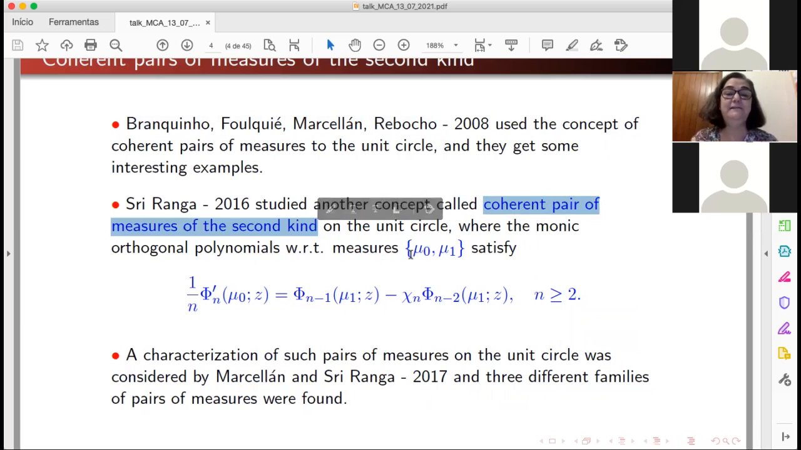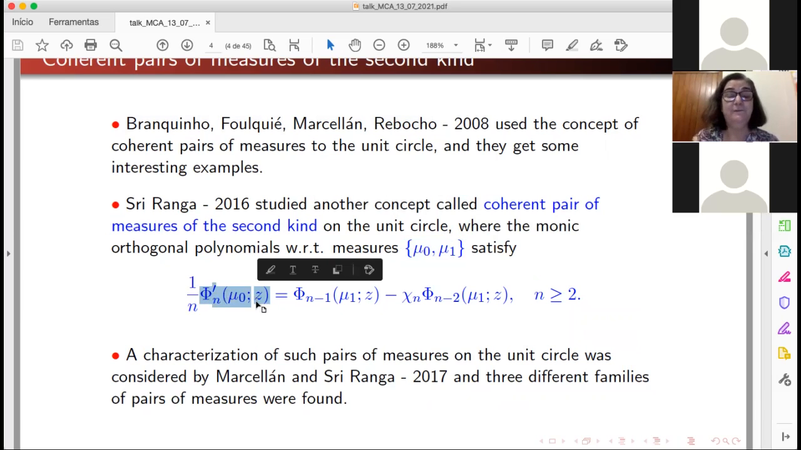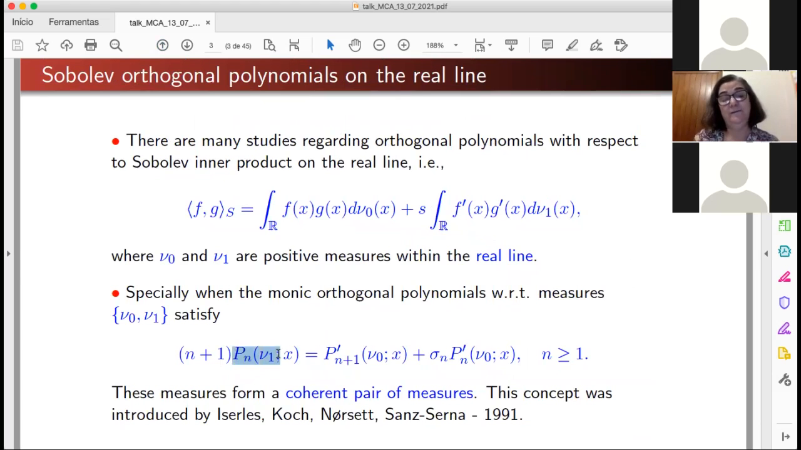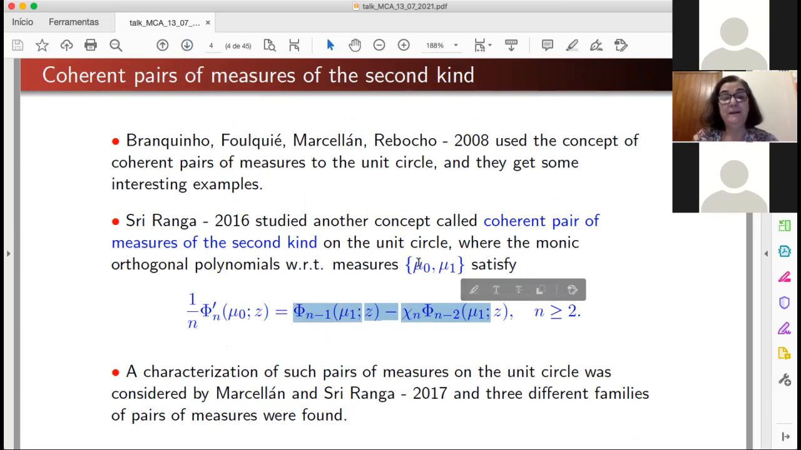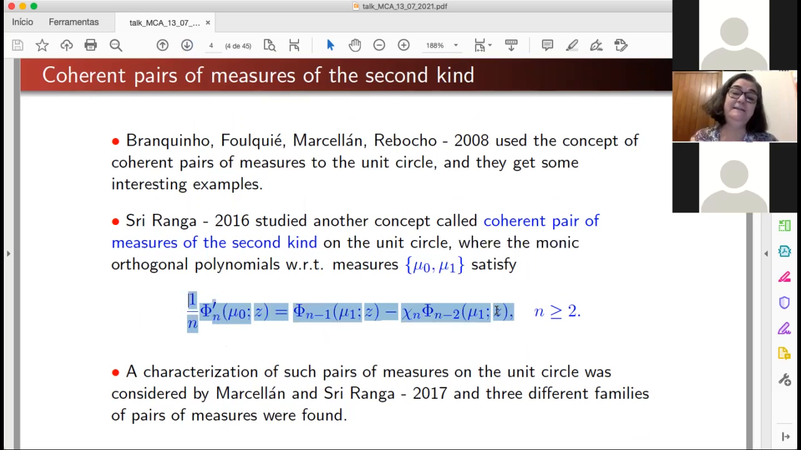What do we mean here by second kind? We have two measures again, now on the unit circle, and the derivative of one orthogonal polynomial with respect to the first can be written in terms of two orthogonal polynomials with respect to the other one. Before, one polynomial was written in terms of two derivatives. Here we have one derivative written in terms of the other. When the orthogonal polynomials of these two measures satisfy this relation, we call them a coherent pair of measures of second kind.